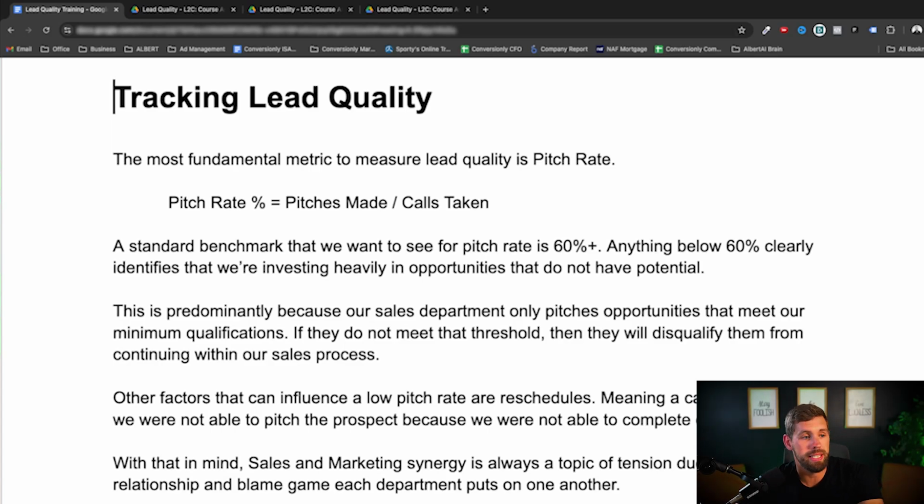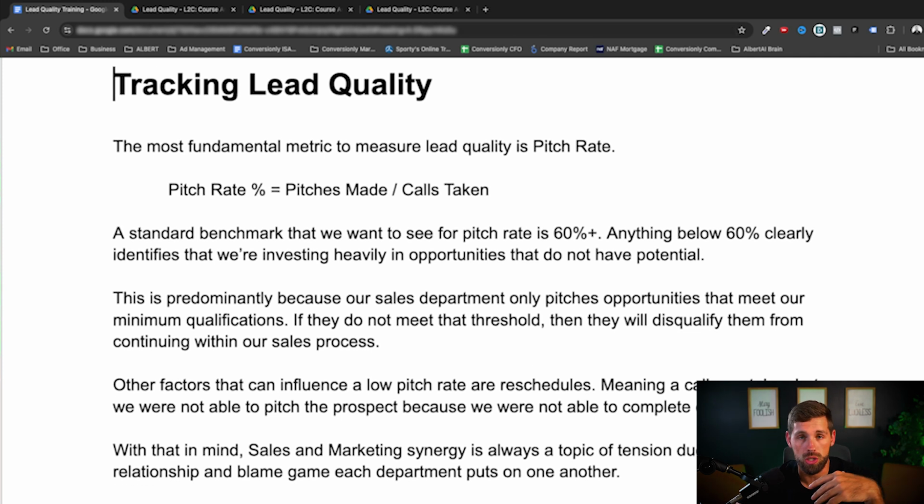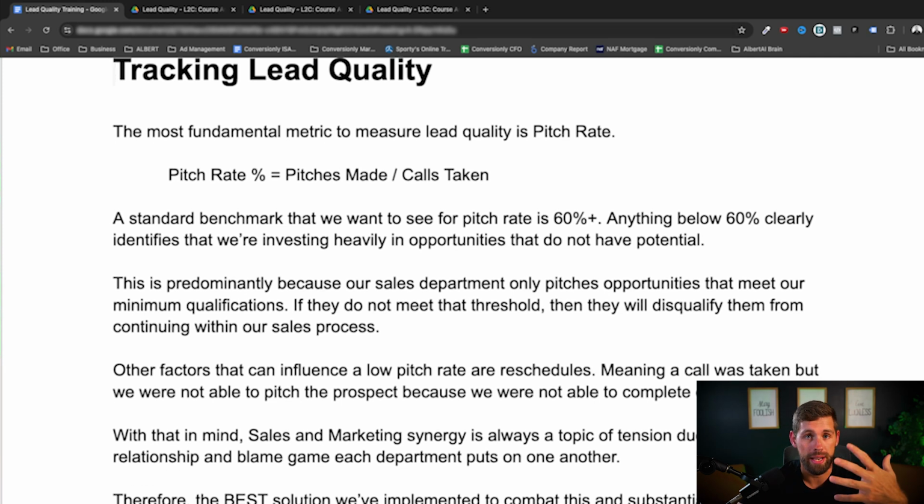Now, as we get into this, the most fundamental metric that you have, and you should readily have this available right now to measure your lead quality, is your pitch rate. Now, pitch rate is ultimately the rate or percentage of sales pitches your sales team made compared to the number of calls they actually took.